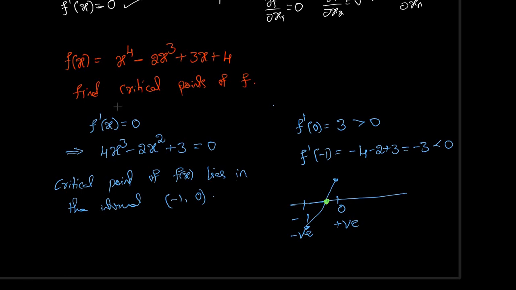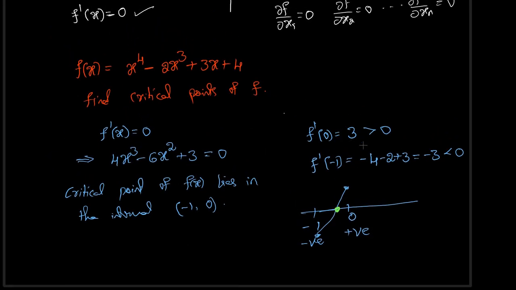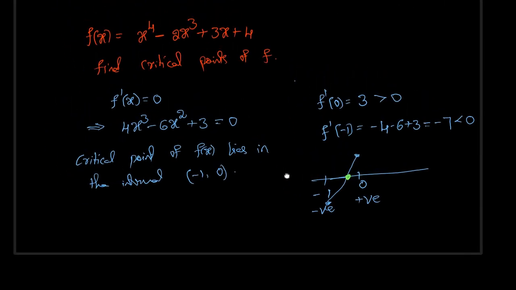Yeah, I wrote it wrong. This is minus 6x square, right? Yeah, thank you for the correction. So the derivative is minus 6x square. Let me see if anything changes, because f dash of 0 is 3 only. There is no change. But here, this is actually minus 6, so this is minus 10, so that you will have minus 7. Anyway, still it is taking negative value only. So we are correct. The root lies between minus 1 and 0. It means the critical point of the given function lies between minus 1 and 0.